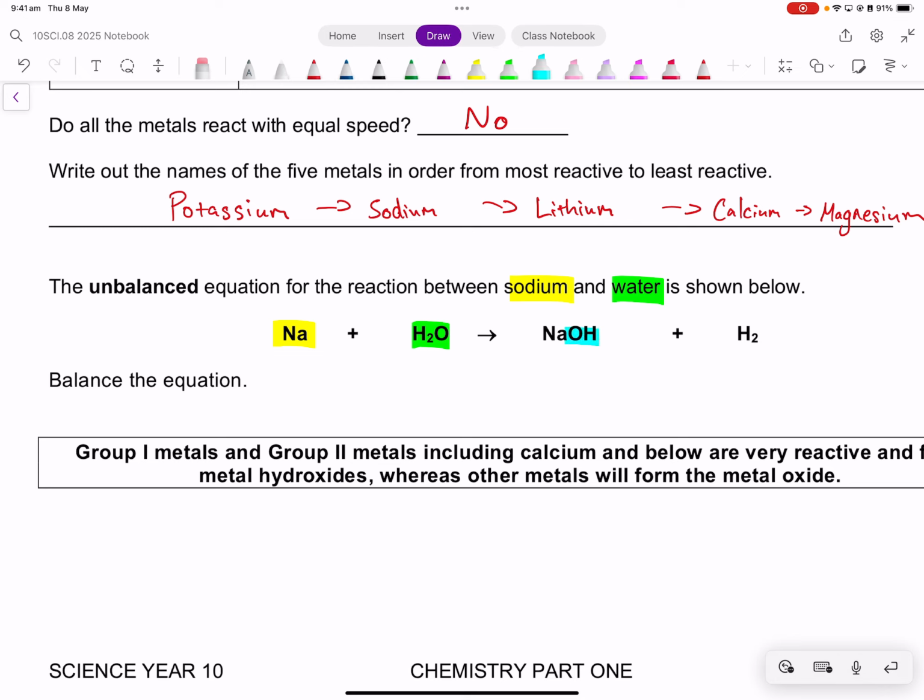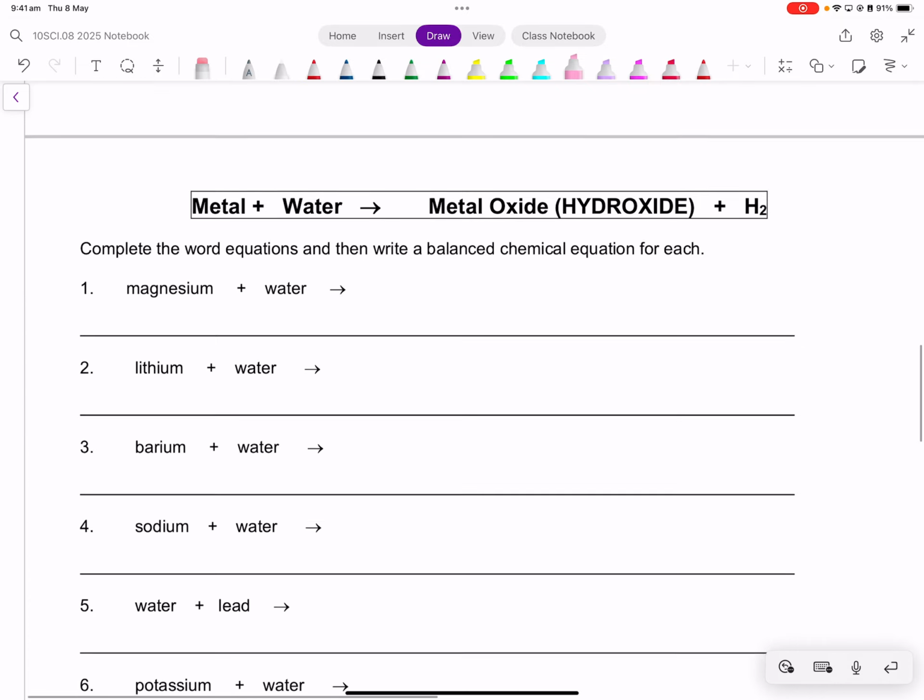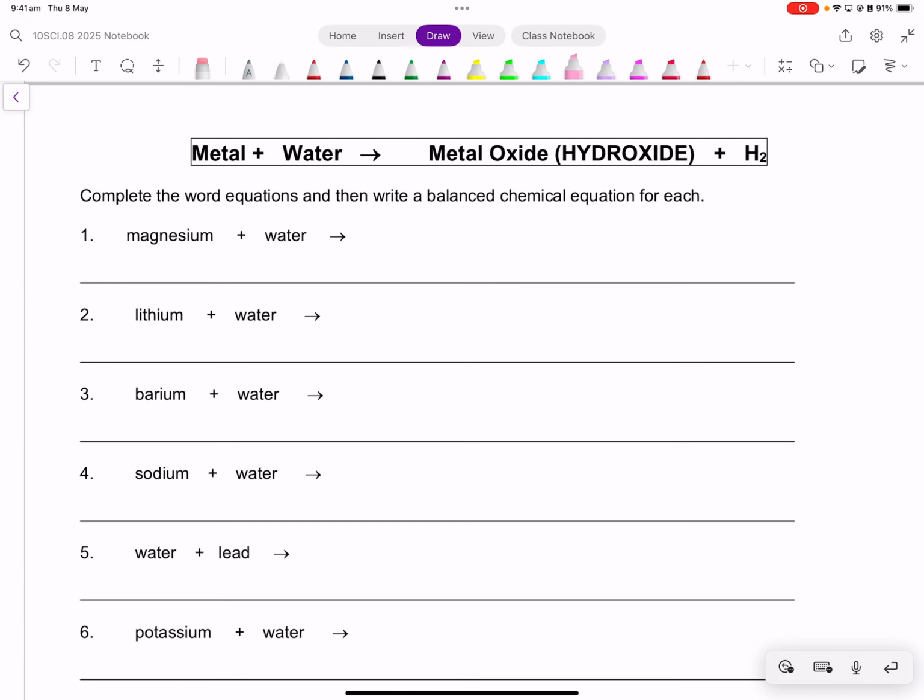So let's have a look down here at water plus metal produces metal hydroxide. In all of these instances, my metal, if I highlight the first 3 that we can do together, is always the same. Let's switch it so that I've got water as blue. And then finally, I have a metal hydroxide. Now, hydroxide, again, is only for group 1 and 2. And finally, hydrogen gas, H2.